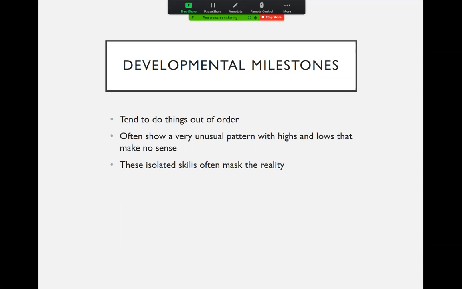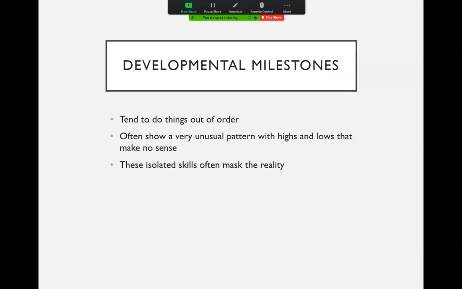Some of their developmental milestones tend to be out of order. You'll have children who will do things, and you look at those developmental checklists from the CDC, and they're hitting this one and then this one over here and then maybe one over here, and they're not in that typical pattern. Sometimes they'll be able to do one thing very, very well, and something else they have either no interest or no ability to do at that point in time yet at all.